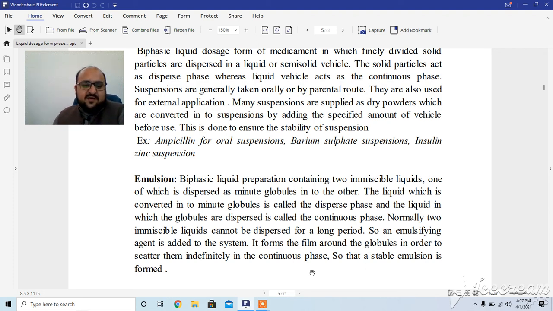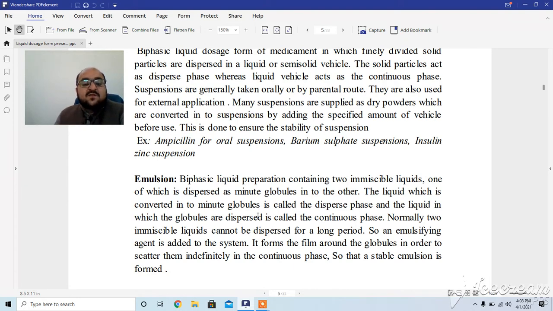As this is a continuation, lecture number 4, as we have discussed the monophasic dosage form, today we will talk about emulsions. In pharmaceutics, an emulsion in simple words can be defined as a liquid preparation or biphasic dosage form containing two immiscible liquids, meaning when we mix two liquids, they do not mix, so one of them is dispersed as minute globules in the other.